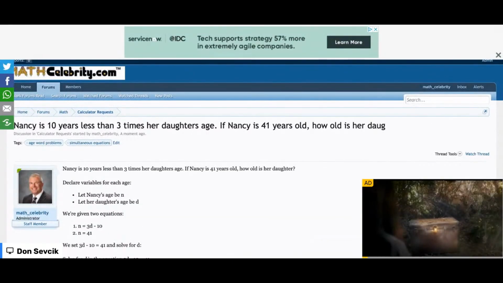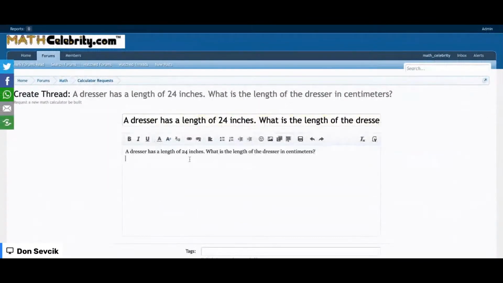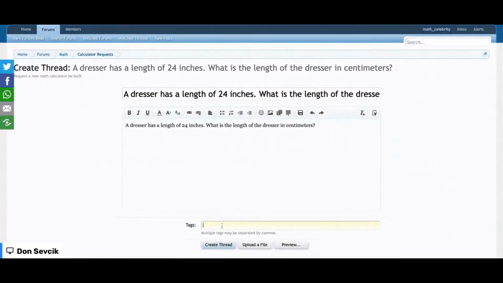Okay. This one is a conversion. A dresser has a length of 24 inches. What is the length of the dresser in centimeters? So 24 inches. If you don't have your conversions down, 24 inches to centimeters, right? Okay, so let's figure that out. Centimeter. Here we go. Okay.